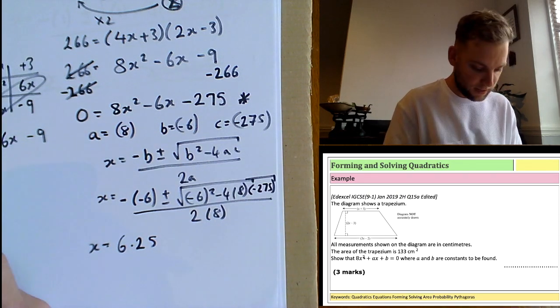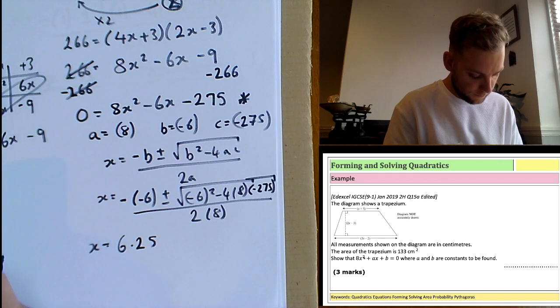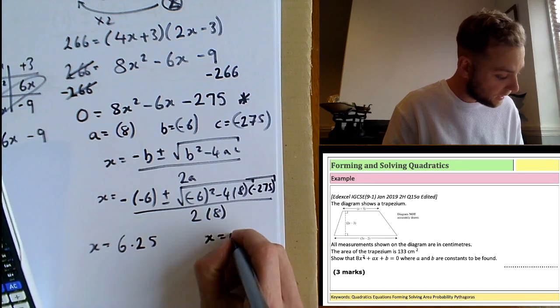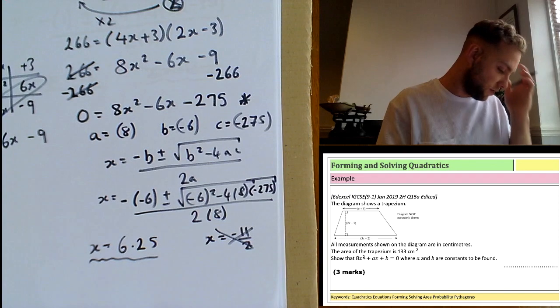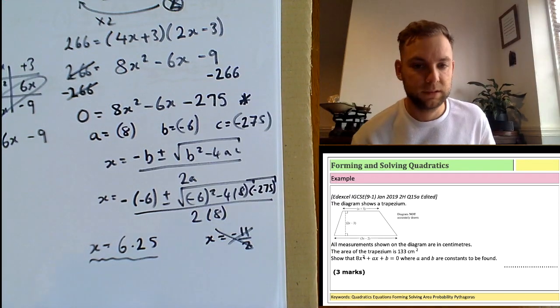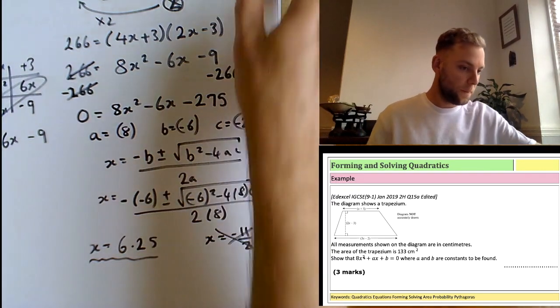And we can assume this is going to be negative. Delete. So minus. And it's equal to, yes, a minus 11 over 2. So we're not going to use that one. So the answer is X is equal to 6.25. Brilliant. So that's that first question done.